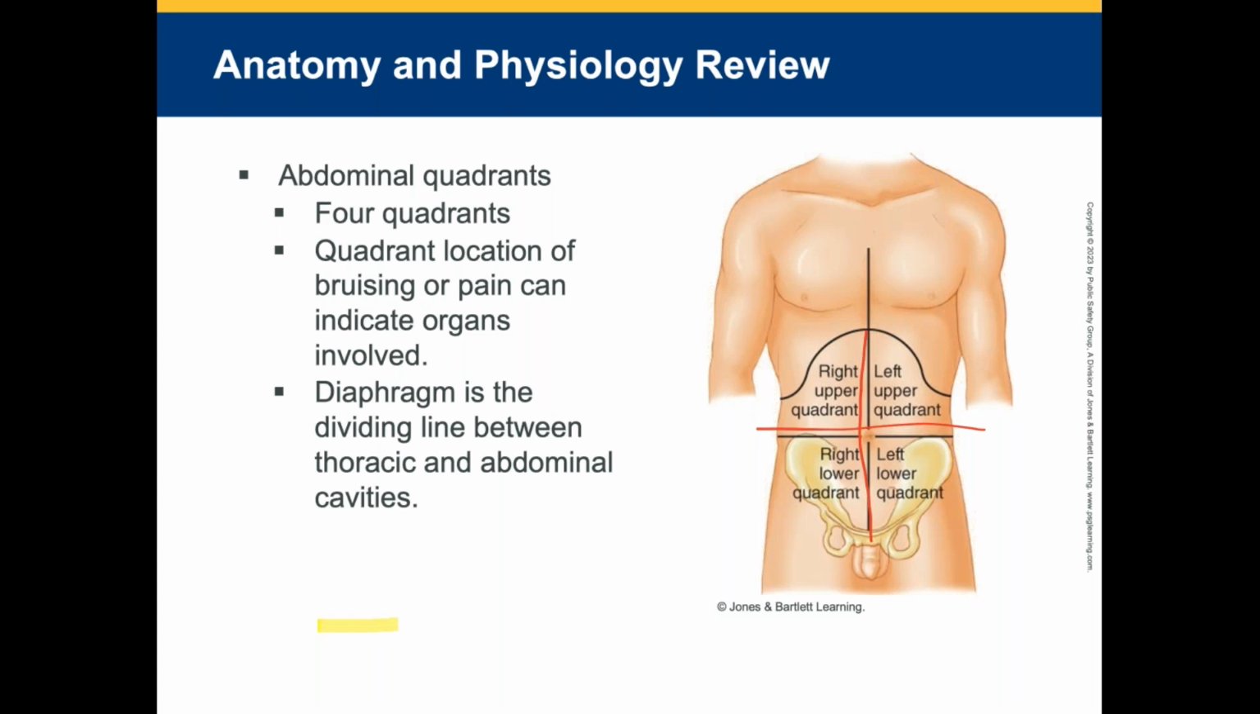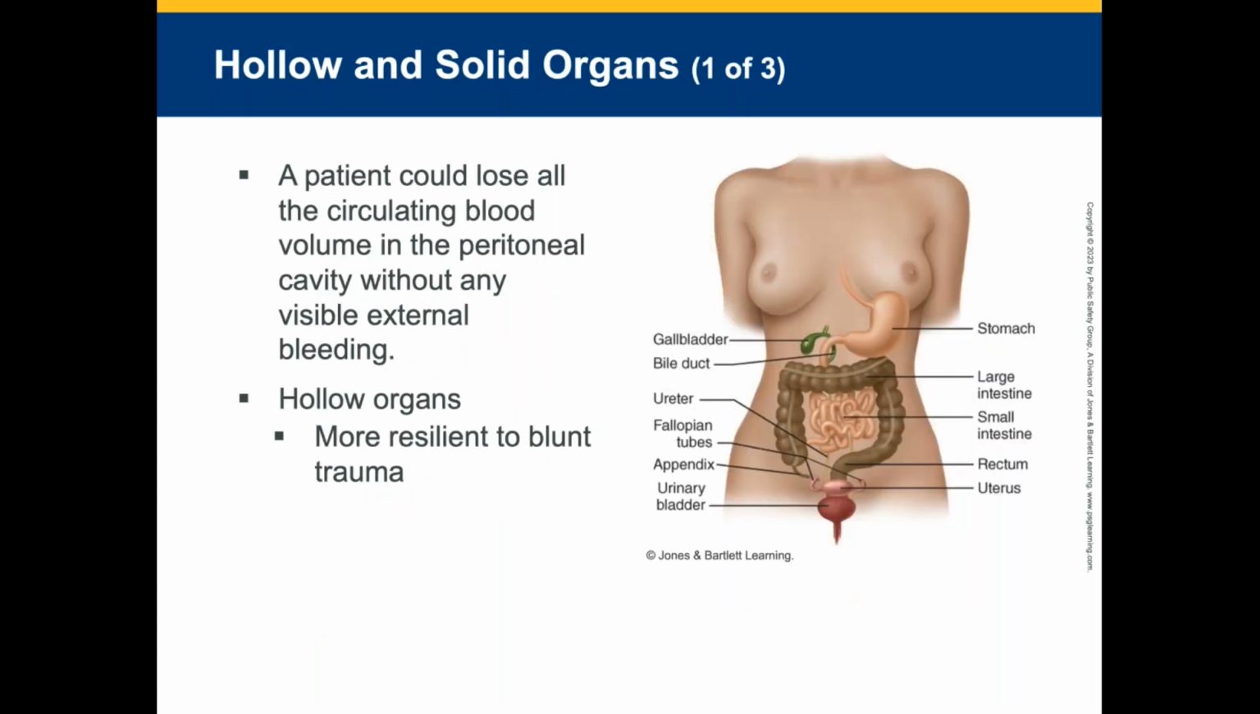The diaphragm is the dividing line between the thoracic and abdominal cavities. The diaphragm is here. We have hollow and solid organs as well. A patient could lose all circulating blood volume into the peritoneal cavity, which is this area in here, without any visible external bleeding. That abdominal cavity, that peritoneal cavity, all through here, can take a lot of blood.